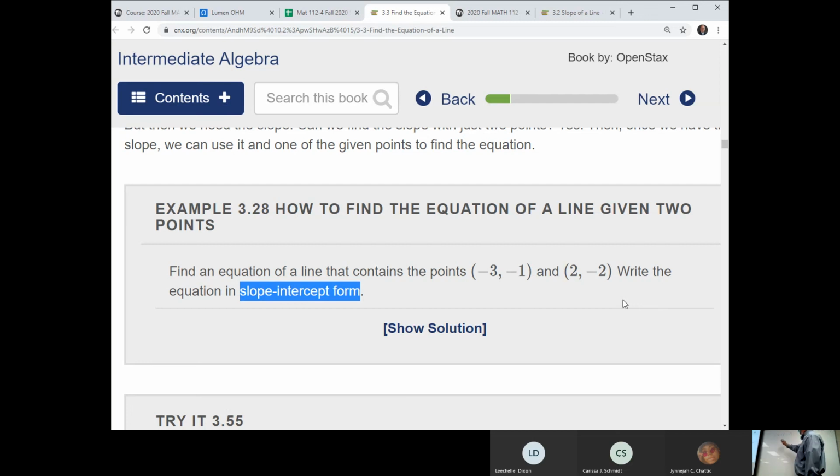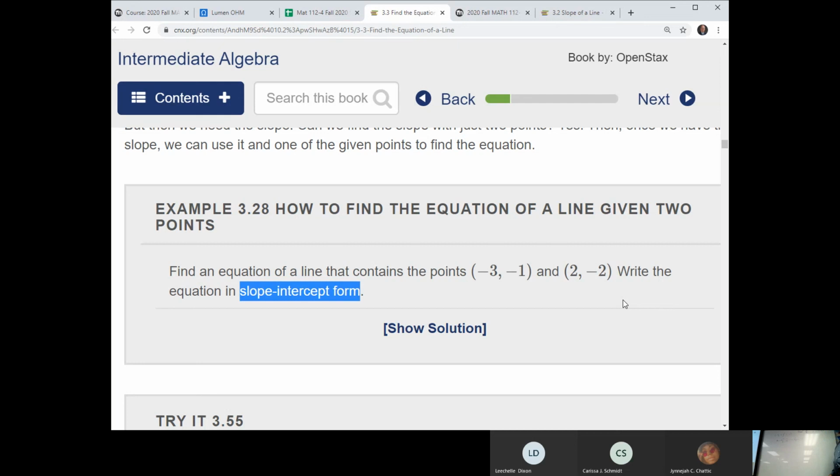Right away, I know what my slope is. I take -2 minus -1 divided by 2 minus -3. Remember the order. I did this one minus this one divided by this one minus this one. Don't get your order mixed up. If you start with this y, make sure you start with that same x going that direction. So -2 minus -1 is -1 over 1. So slope is -1.